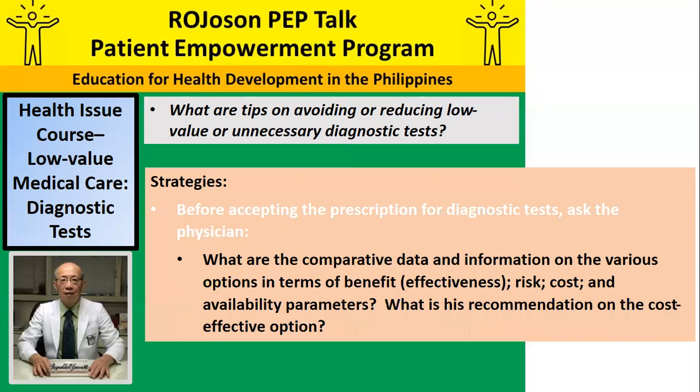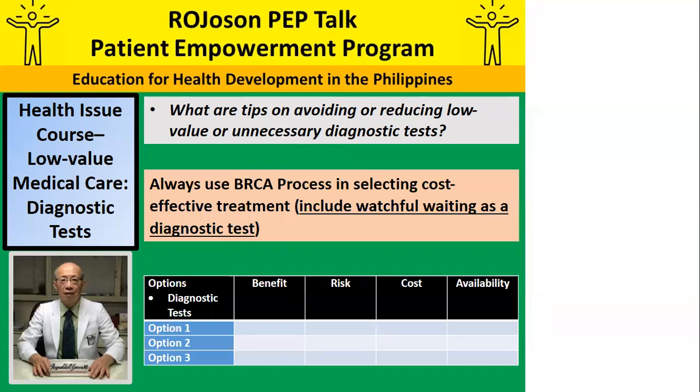What are the comparative data and information on various options in terms of benefit, risk, cost, and availability parameters? And then ask him, what is your recommendation on which one is the most cost-effective option? Always, if they cannot produce a table like this, always ask for the data on this: benefit, risk, cost, availability of the different options. 1, 2, 3. Okay, it can even be 4. Okay, hindi pwedeng isa lang one option. Okay, there are usually more than one option. And then in the diagnostic test, always include watchful waiting as a kind of diagnostic test.